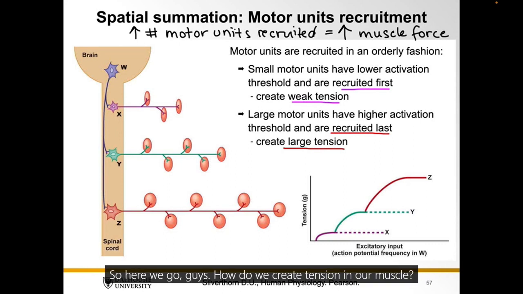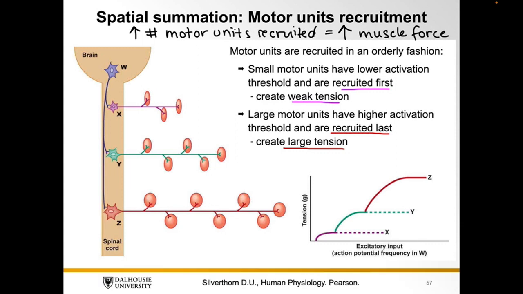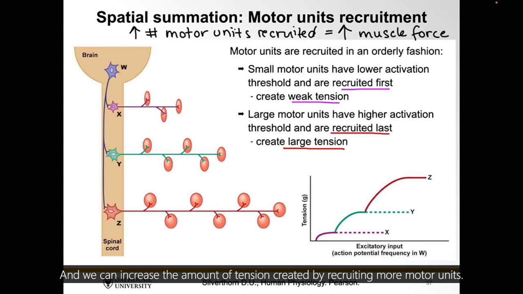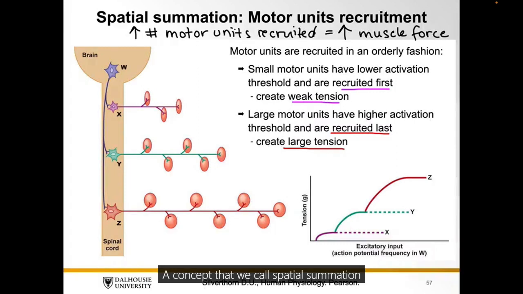So here we go, guys. How do we create tension in our muscle? 3 different factors. Our sarcomeres must start in this optimal resting position. We can increase muscle tension by temporal summation. In other words, increasing the frequency of action potentials within the muscle. And we can increase the amount of tension created by recruiting more motor units, a concept that we call spatial summation.